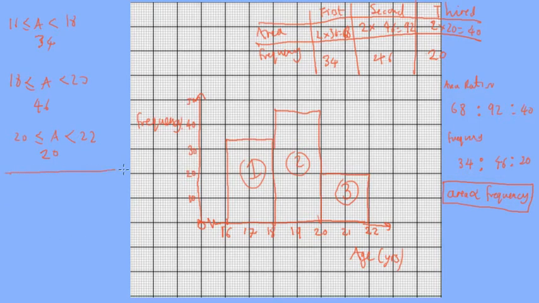So the frequency density means it measures the frequency per standard interval. The simplest and most commonly used standard interval is 1 unit of measurement.